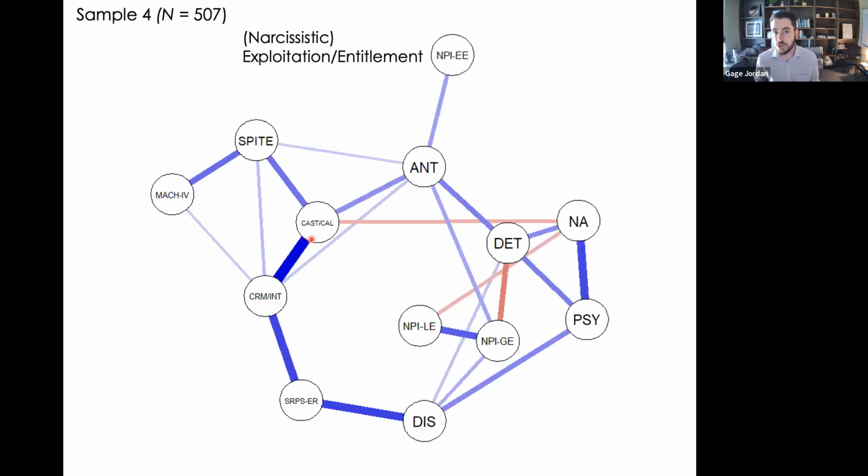Same with sample 4, just different measures of narcissism, right? You can see exploitation and entitlement, exploiting other people, feeling like you deserve good things to happen to you.